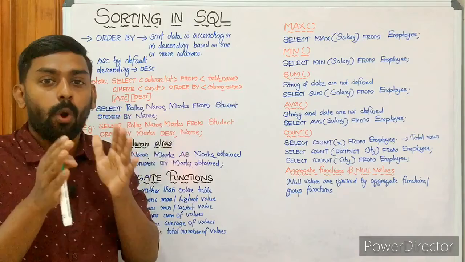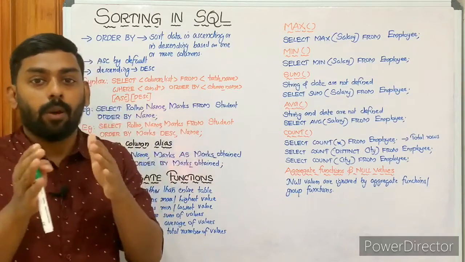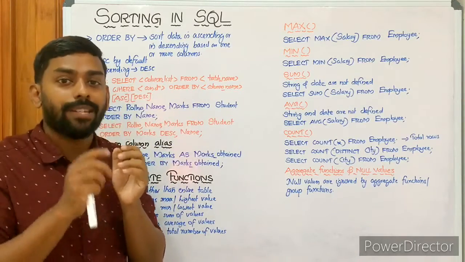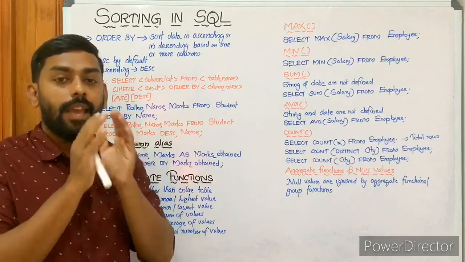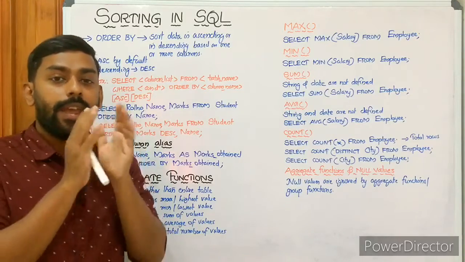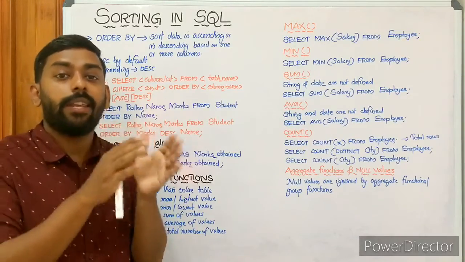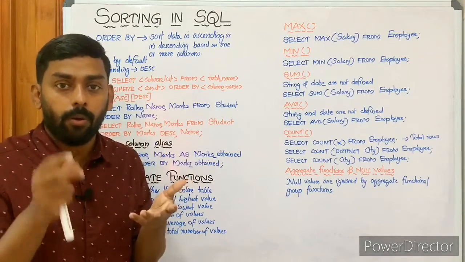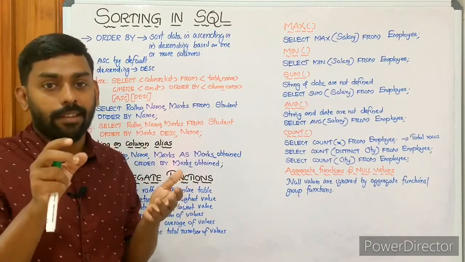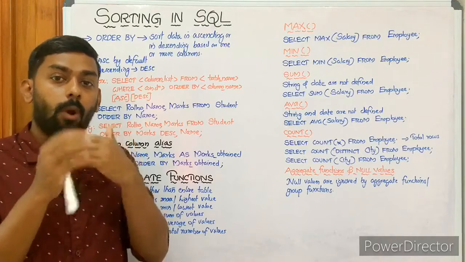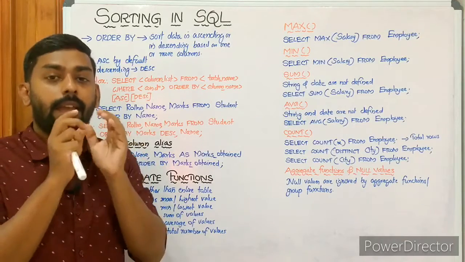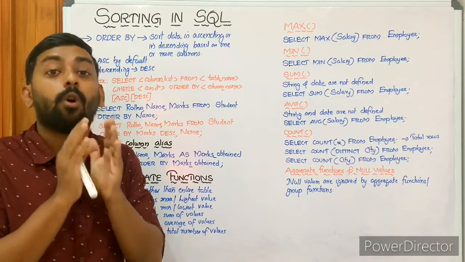There are two orders, ascending and descending, and we use two keywords, ASC and DESC. ASC stands for ascending order and DESC stands for descending order. The default sorting order is ASC, and we make use of the ORDER BY clause.